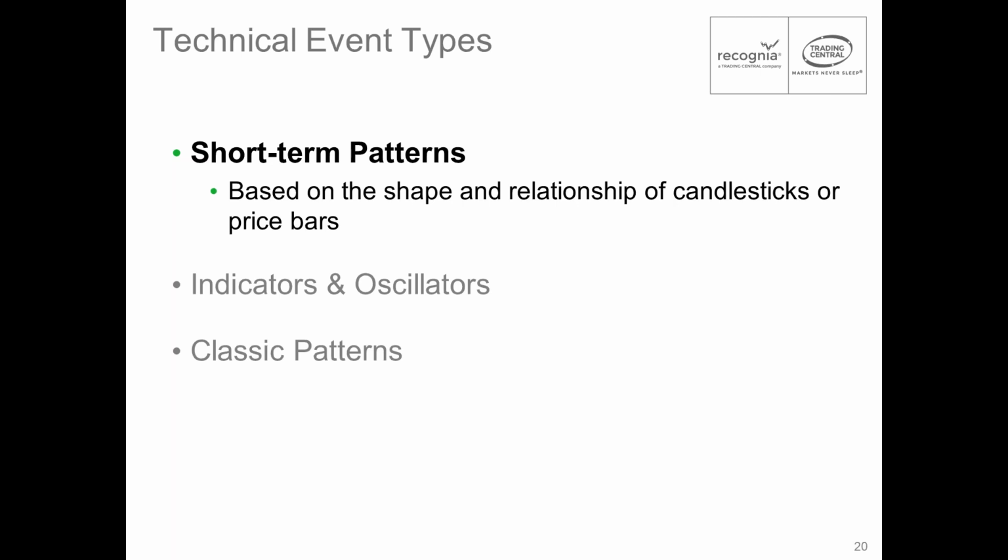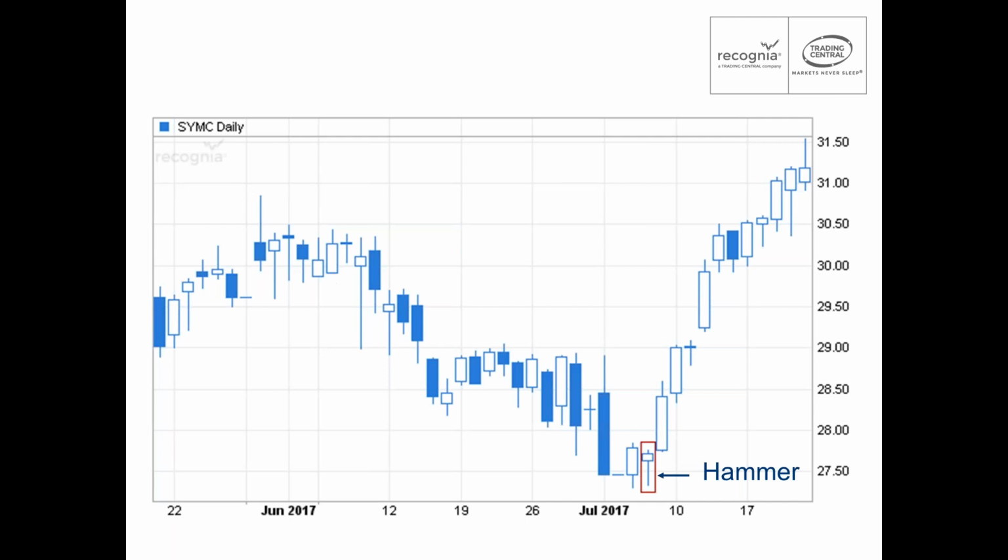I'm going to provide you just a few examples of each of these to kind of give you a bit more confidence that Recognia is actually handling all these things for you. Let's look at a first example of a short-term pattern. So this is a pattern called a hammer. And this is, by the way, on a real stock chart. This is Symmetrical. So here's our hammer pattern outlined here with the red box around it.